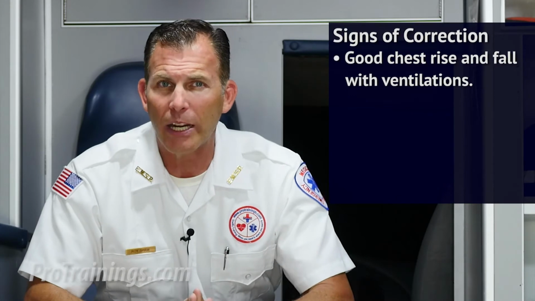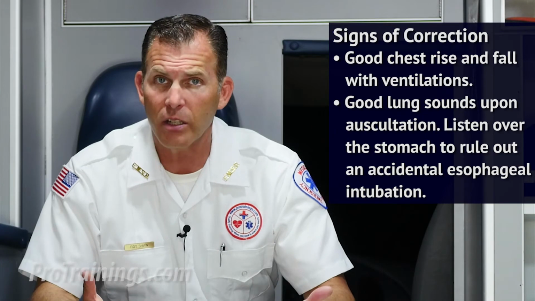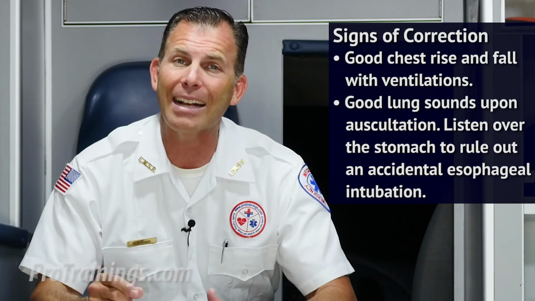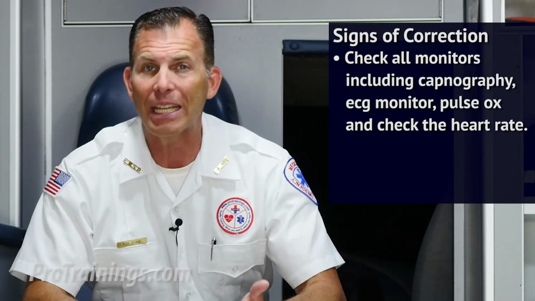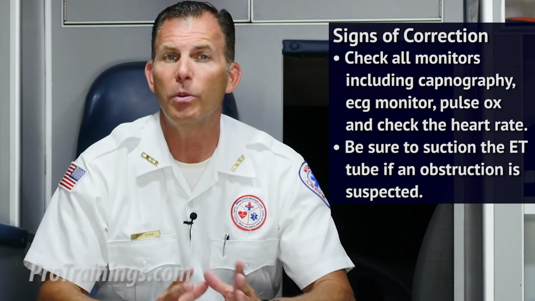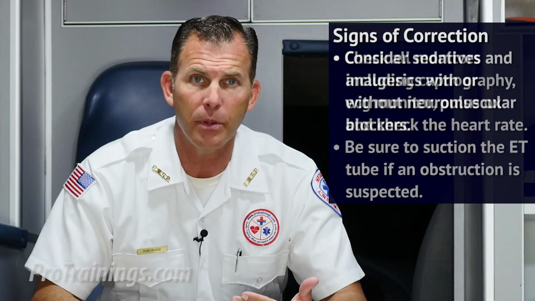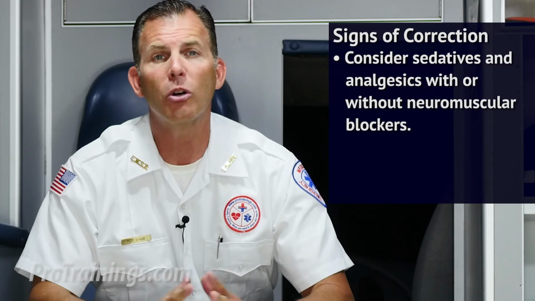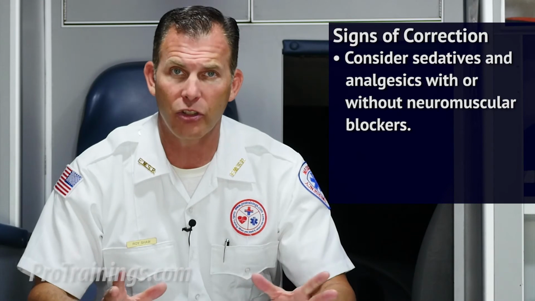Watch for signs of correction, which include good chest rise and fall with ventilations. We should also be getting good lung sounds upon auscultation, including listening over the stomach in order to rule out an accidental esophageal intubation. Check all your monitors, including capnography, the ECG, pulse ox, and the heart rate. Be sure to suction the ET tube if an obstruction is suspected, and if it's kinked due to the patient being agitated or waking up, that's when we should consider sedatives and analgesics with or without a neuromuscular blocker in order to reduce the agitation and control ventilation and oxygenation.